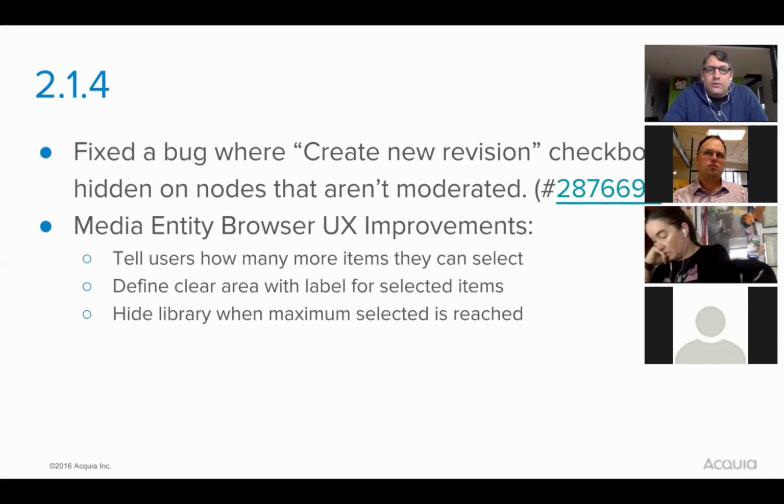So a small bug with the create new revision checkbox. We were assuming incorrectly that all node content would be moderated and therefore would automatically create new revisions, or the create new revision checkbox would be disabled, which is what workbench moderation and content moderation do, so we hide it. But of course, some people have content that indeed is not moderated or content types that aren't moderated. So we shouldn't be hiding that checkbox in that case. We fixed that.